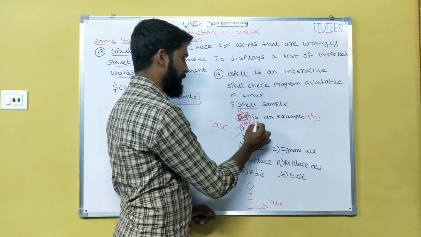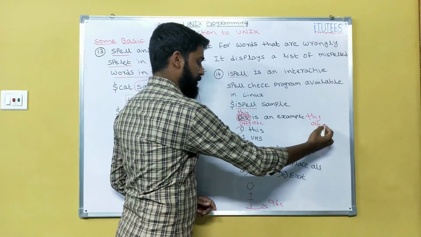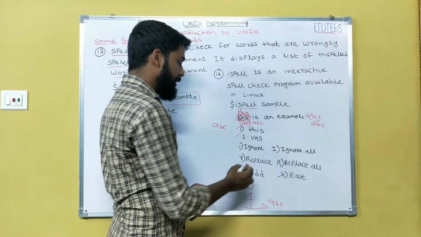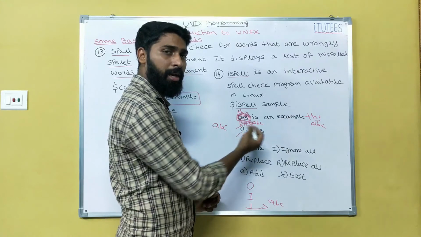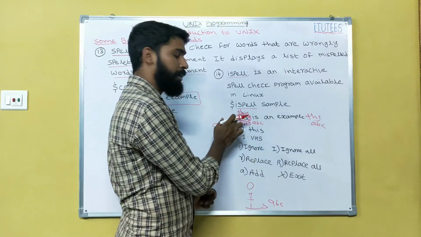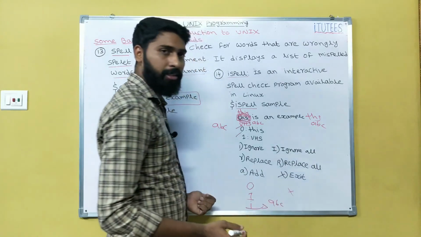Now this is replaced with ABC. So replace all means, so this is also replaced with ABC. So add means the THS is also added to the dictionary. Next time onwards, it cannot identify this as a wrongly spelled word. And this is for exit, X.